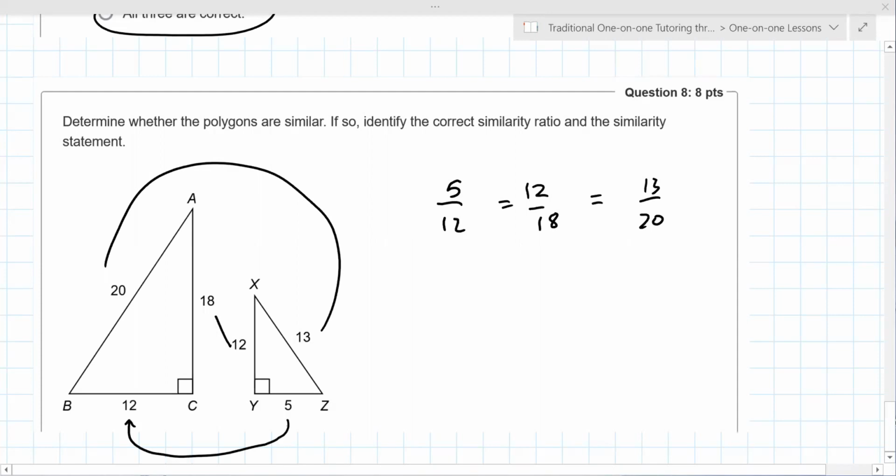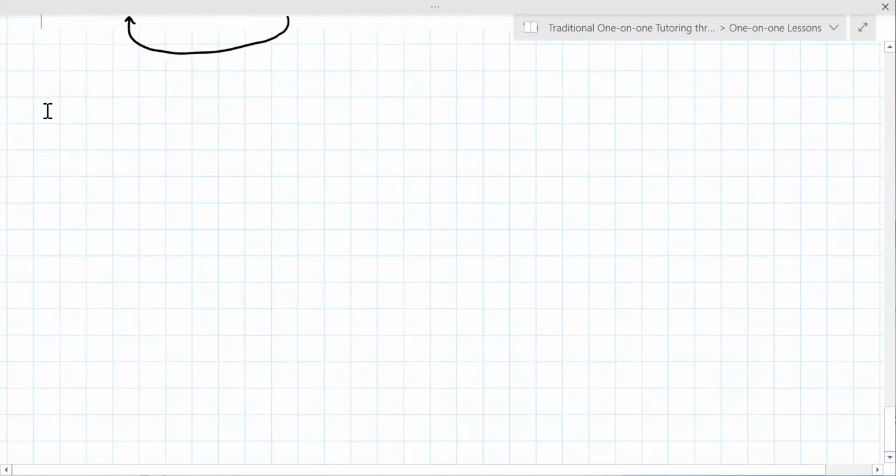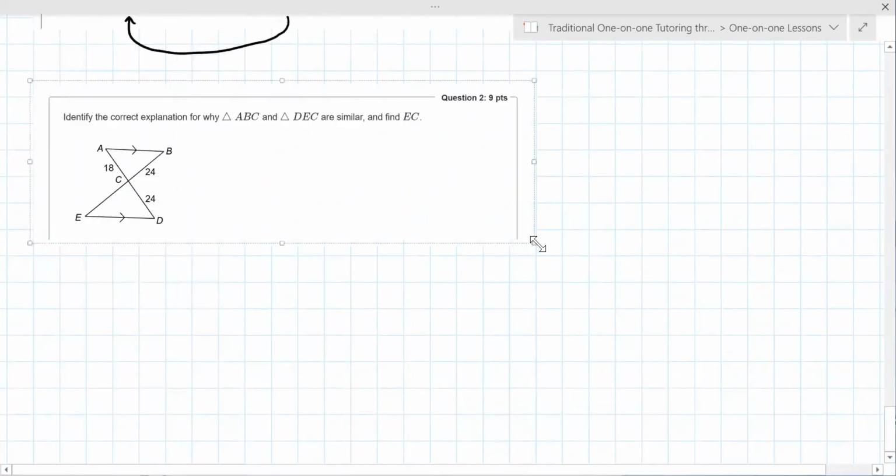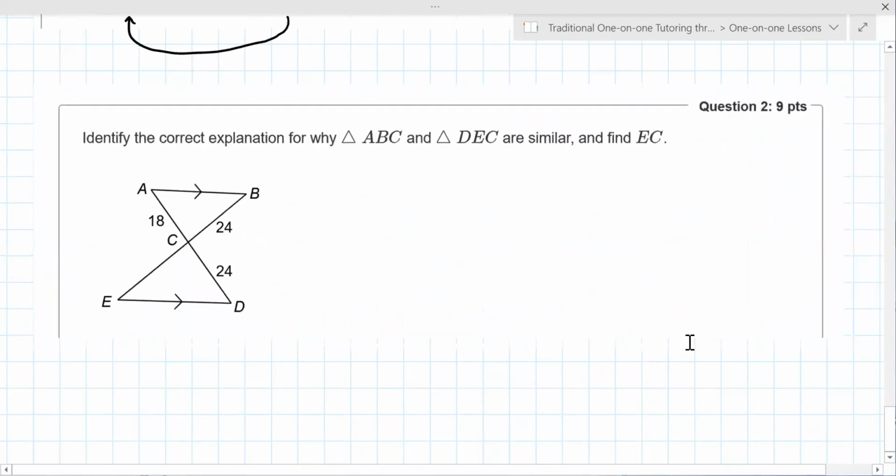Okay, so let's do another one here. Some of them were repeats from the lesson we just did, so no reason to redo those. Okay, identify the correct explanation for why triangle ABC, and that's this one up top here, and DEC are similar. And then they want you to find EC.